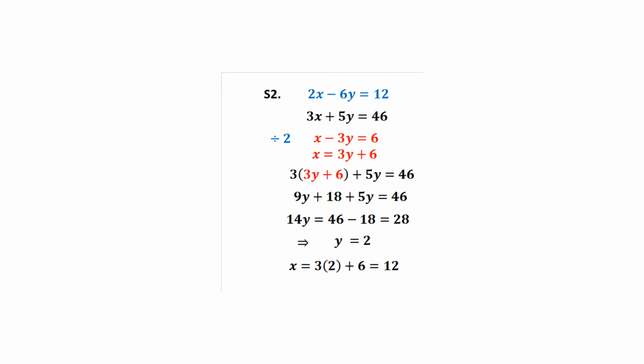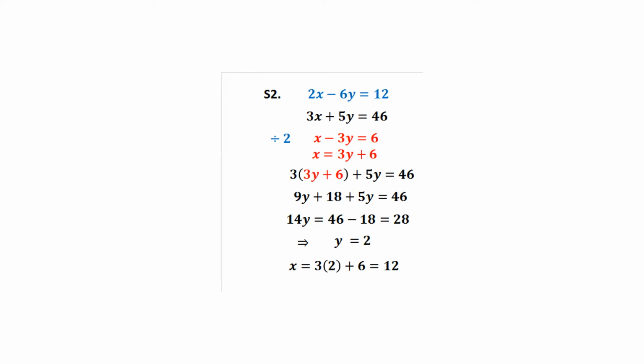So 3 times 3y plus 6 plus 5y is 46. Using the distributive law, we have 9y plus 18 plus 5y is 46. Add the two y terms, that's 14y, move the 18 to the other side. Now we have 14y is equal to 28, so y is equal to 2. Substitute that 2 into x is equal to 3y plus 6, so we have x is equal to 3 times 2 plus 6, which is equal to 12.